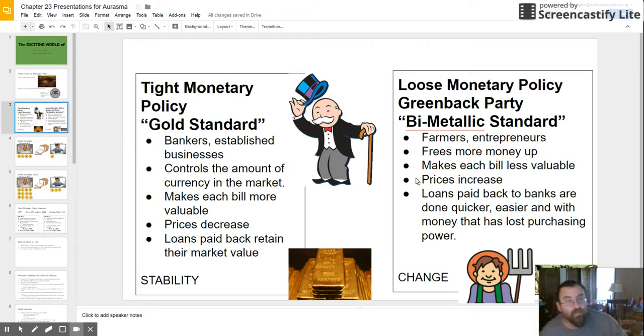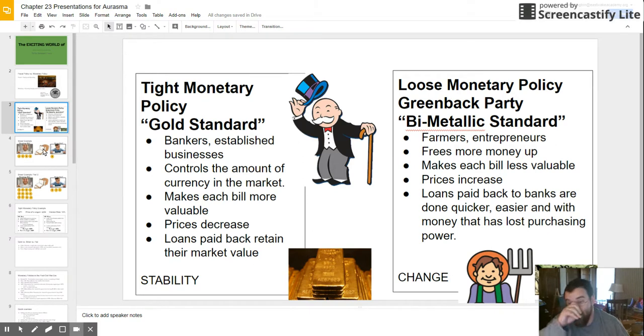Most of those people are going to be entrepreneurs and farmers, people that have loans and are going to want to be able to pay those loans off quicker. That way they don't have to pay as much interest. Key to this is going to go to a bimetallic standard, gold plus silver, or maintaining fiat currency through the greenback. But this is a big change, and it could drive inflation.